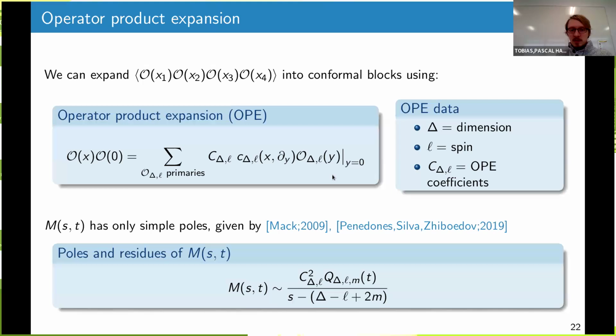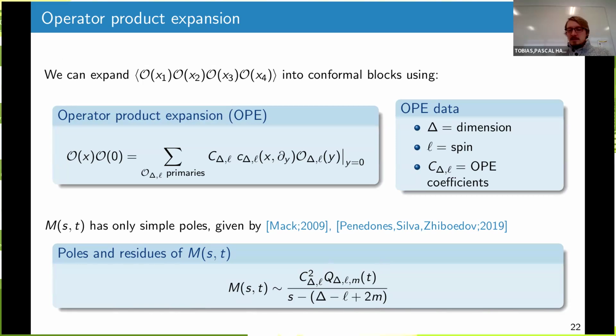This is all very well known. And this expresses the correlator in terms of the OPE data, so conformal dimensions and spins of the exchanged operators and OPE coefficients. And in terms of the Mellin amplitude, the OPE leads to poles in the Mellin amplitudes, so that the location of the poles is related to the dimension and the spin of the exchanged operators, and the residues are related to the OPE coefficient squared and some known polynomial of this variable t.